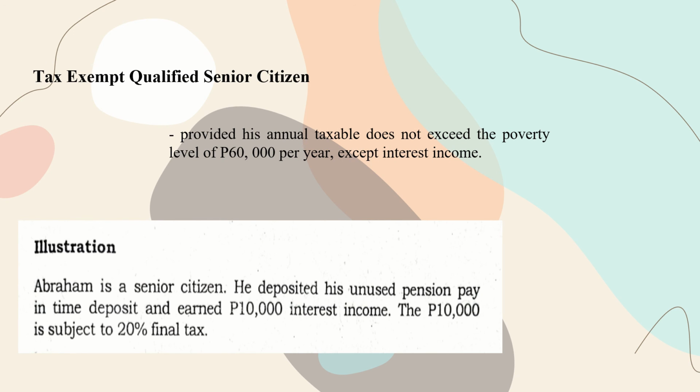The income of a qualified senior citizen is exempt from the payment of income tax provided his annual taxable income does not exceed the poverty level of 60,000 pesos per year, except interest income. The illustration below shows that Abraham is a senior citizen. He deposited his unused pension pay in a time deposit and earned 10,000 pesos interest income. The 10,000 pesos is subject to 20% final tax.